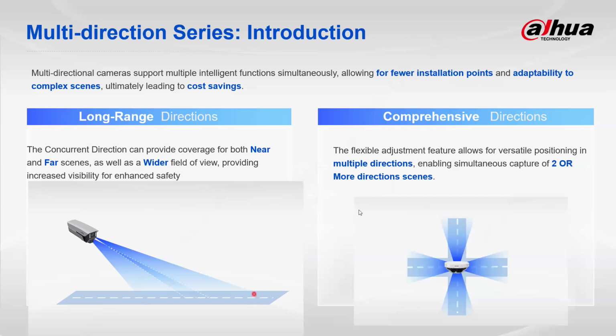Then we have this other comprehensive direction, a camera that has more than, for example, two lenses. So these are for flexible adjustments. Features allow for versatile positioning and multi-direction. So this can enable you to have simultaneous capture of two or more directions at the same time.